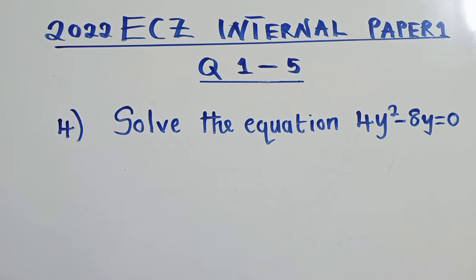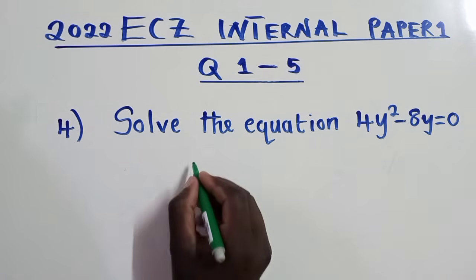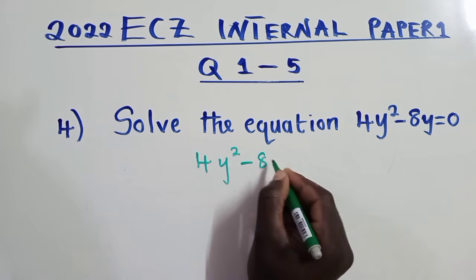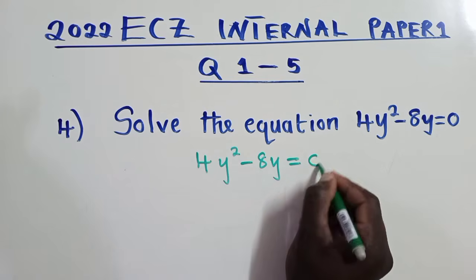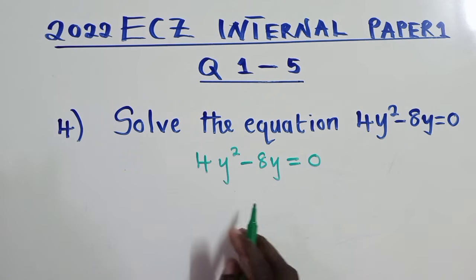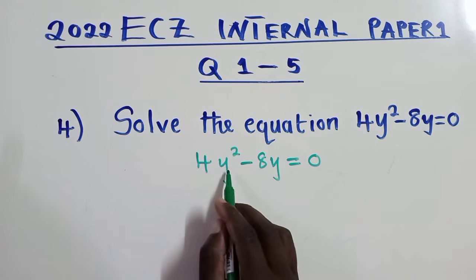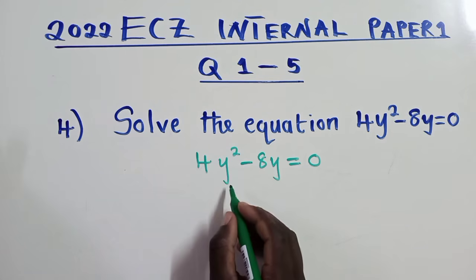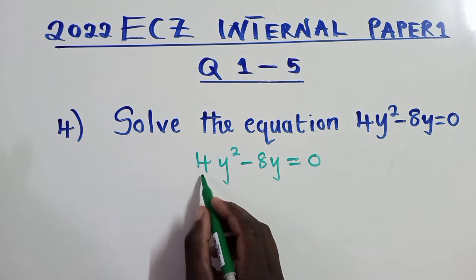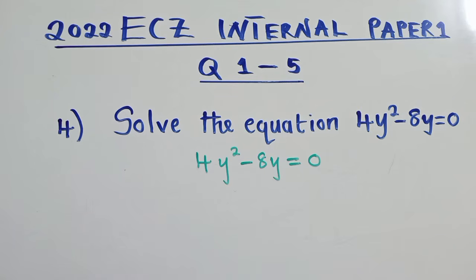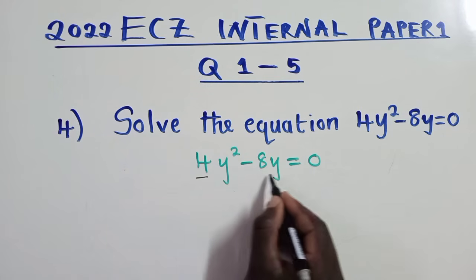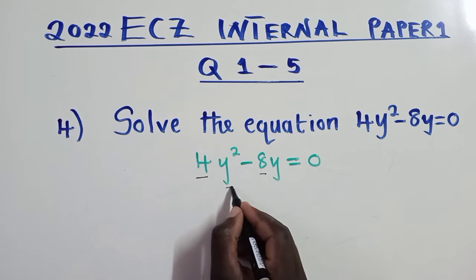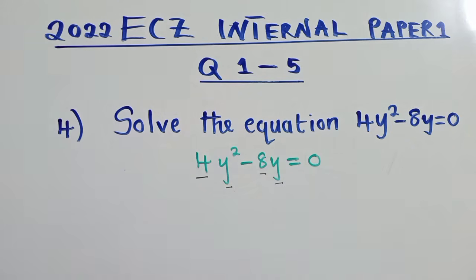All right. So here we've been told to solve 4y power 2 minus 8y is equal to 0. So if you're able to see nicely, this is a quadratic equation. So we first factor out, we factorize. So we're going to find what is common. So what is it that is found here and here? 4 can go into 4 and it can go into negative 8. Y into y squared and y into y.